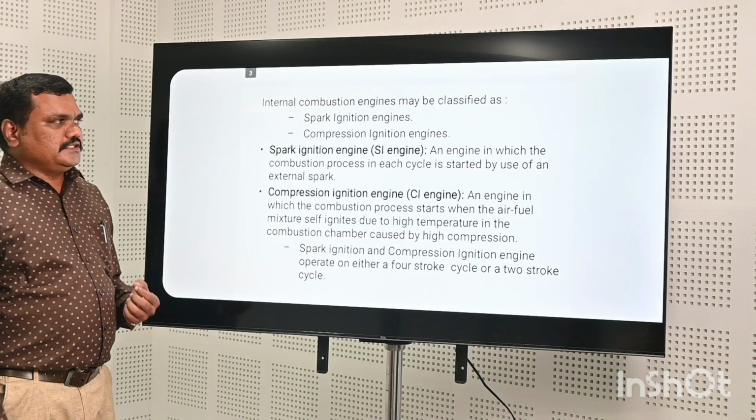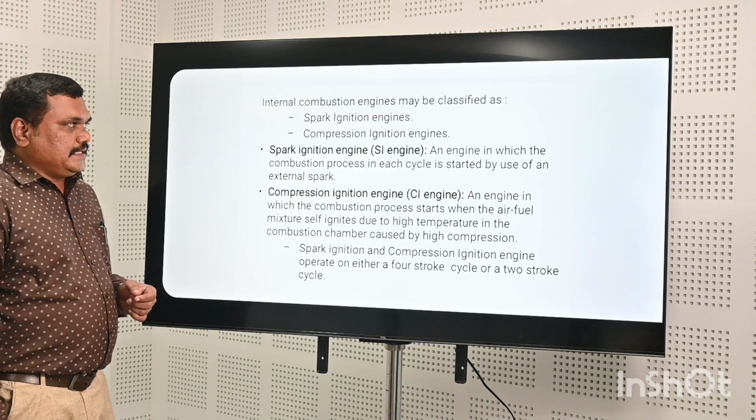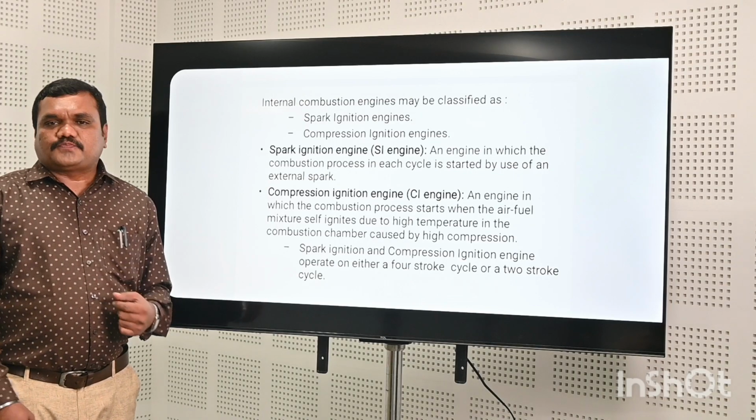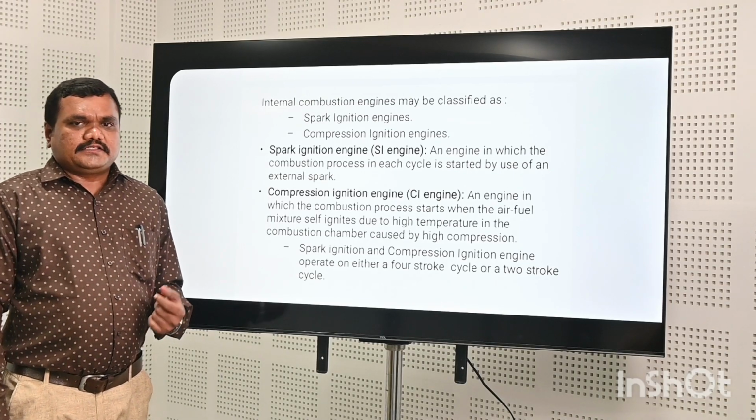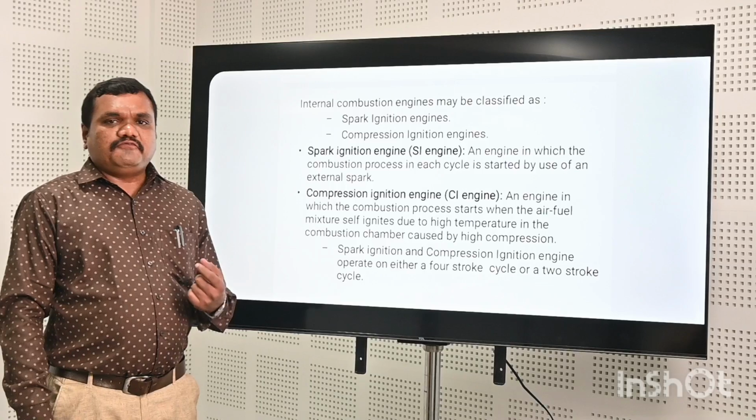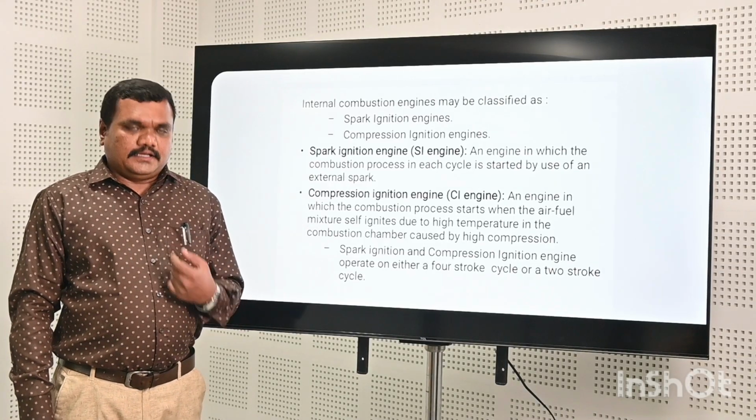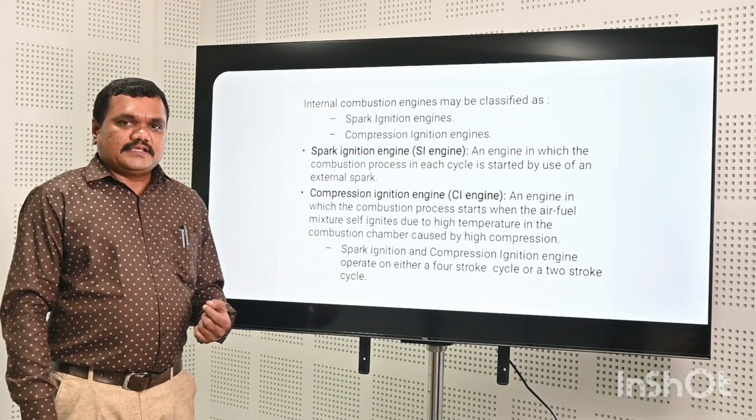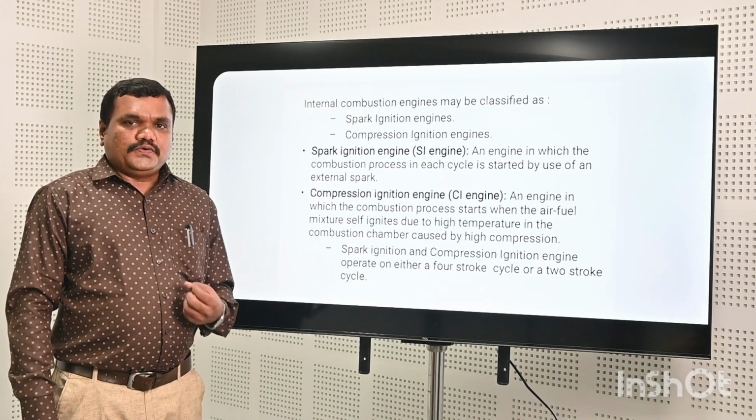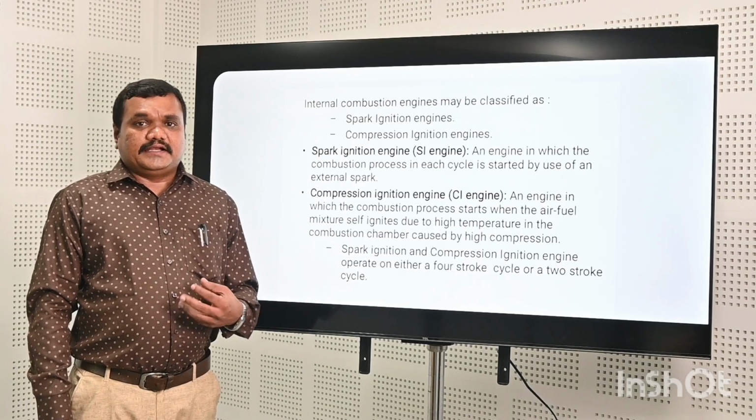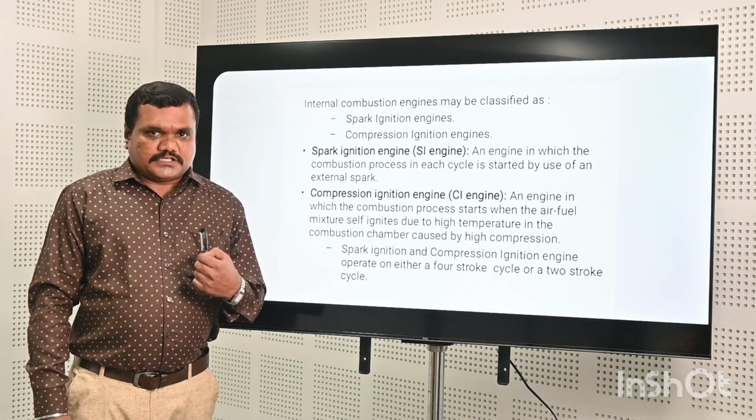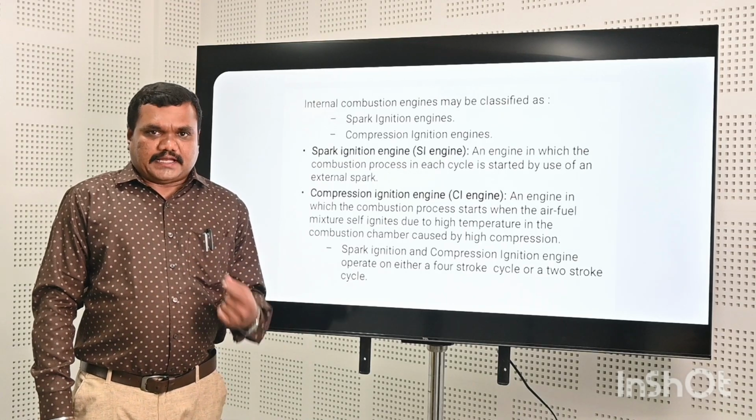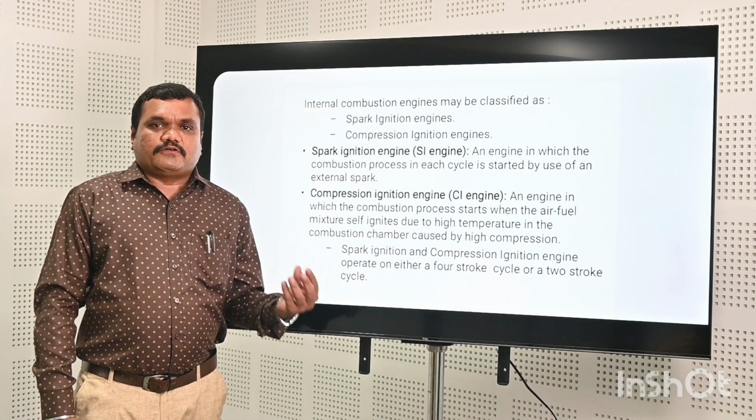Internal combustion engines are further classified as spark ignition engines and compression ignition engines. What is the major difference between spark ignition and compression ignition? In a spark ignition engine, the air fuel mixture is taken inside the engine cylinder and it is burned using a spark plug. Whereas in a compression ignition engine, pure air is taken inside the engine cylinder and compressed, and at the end of the compression stroke, the diesel is sprayed in fine particles. Due to the temperature of the air, the diesel gets burned and the power stroke is produced.